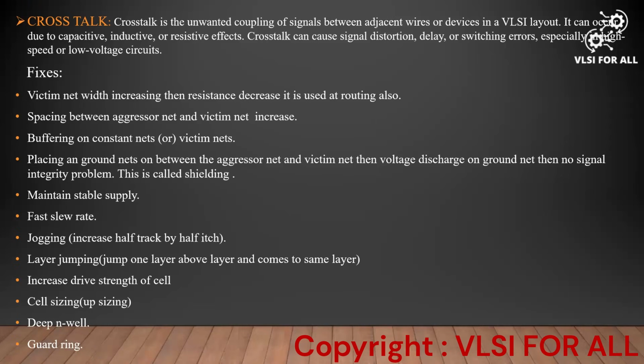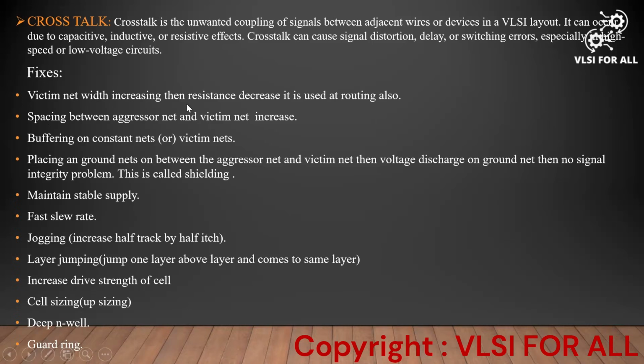If we see any crosstalk issues, how will we fix them? The major fix for crosstalk is providing shielding, whether on a clock net or a victim net. On the net where we see the crosstalk, we provide buffering and constant nets, and we provide spacing between the aggressor net and the victim net. Whenever we increase the spacing, the coupling capacitance effect will be very small.